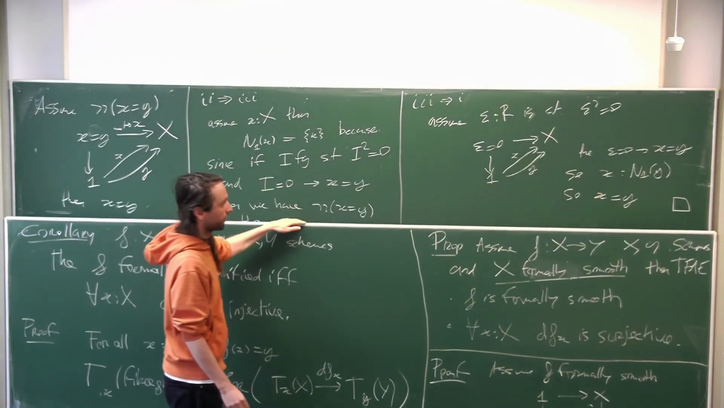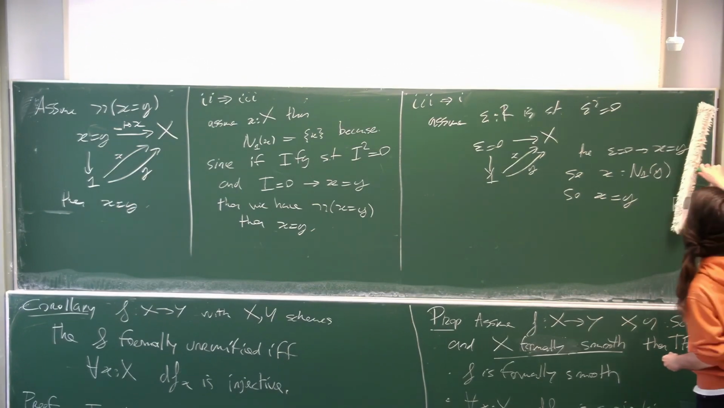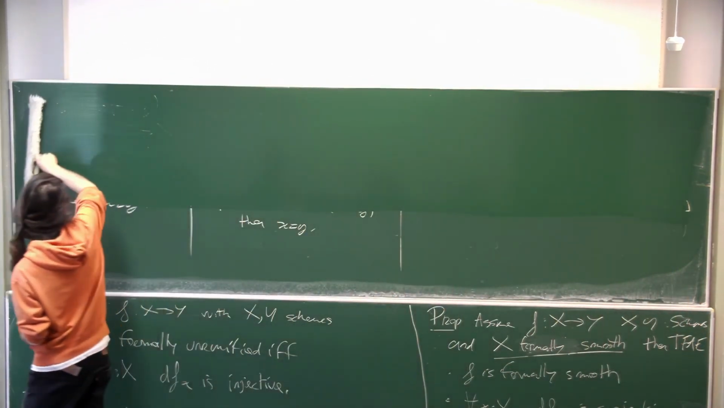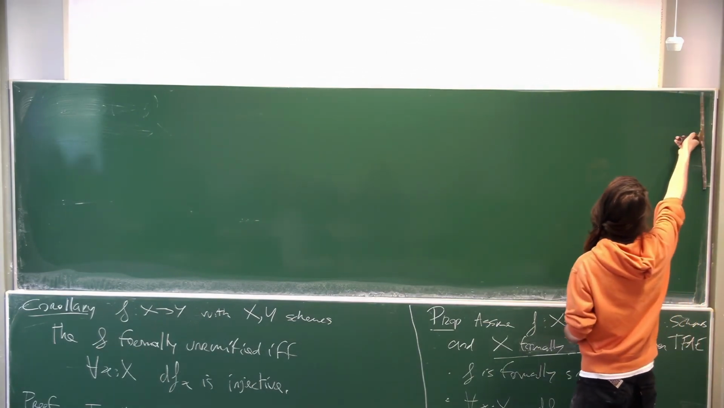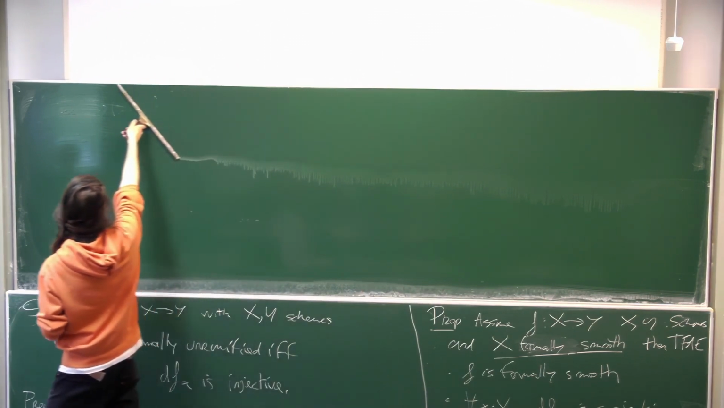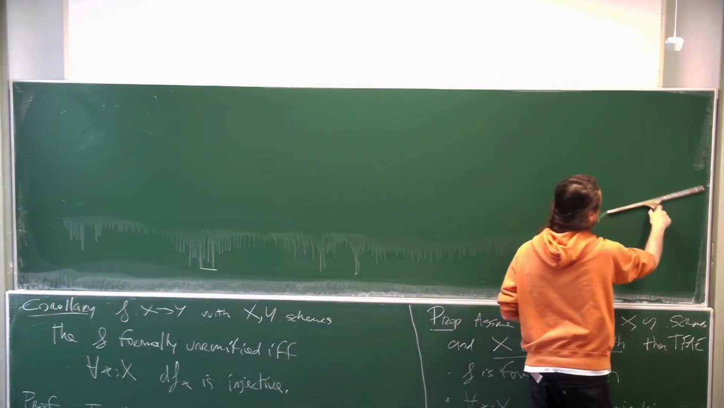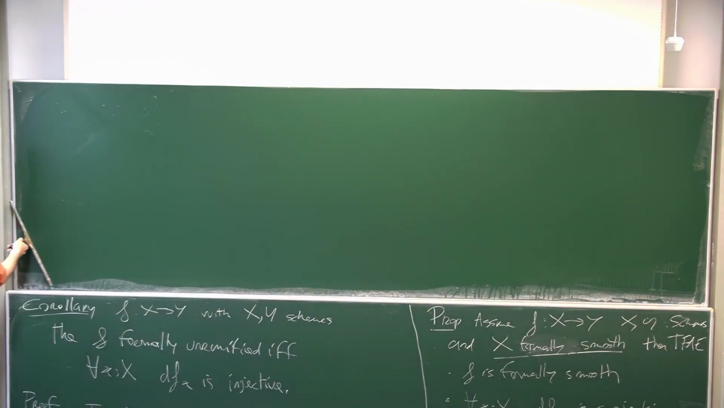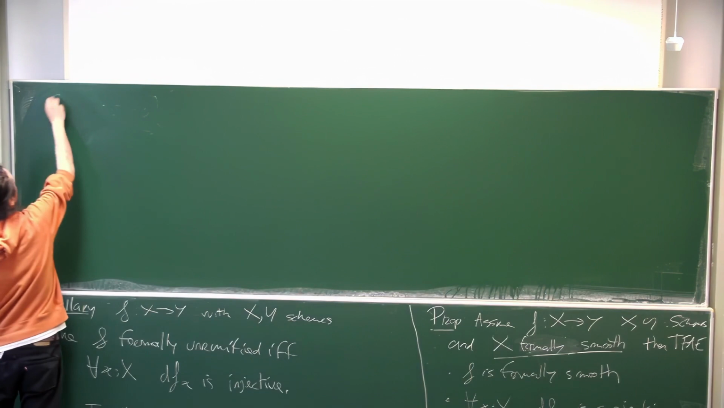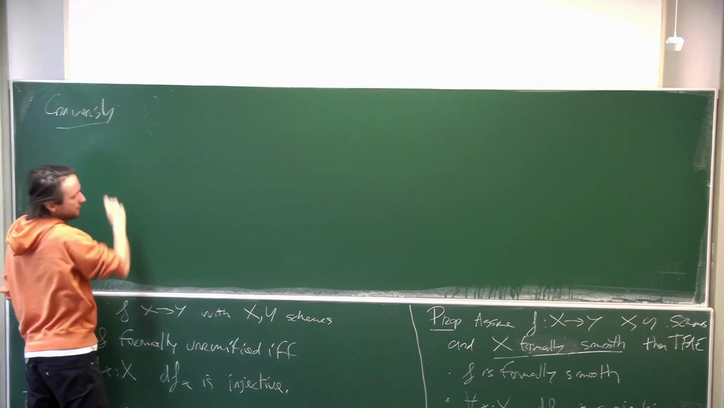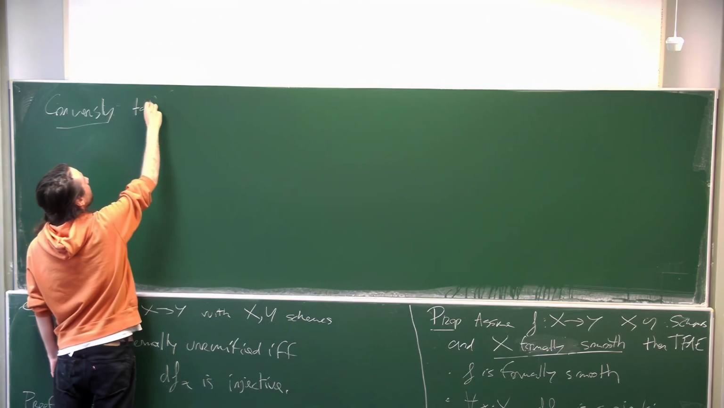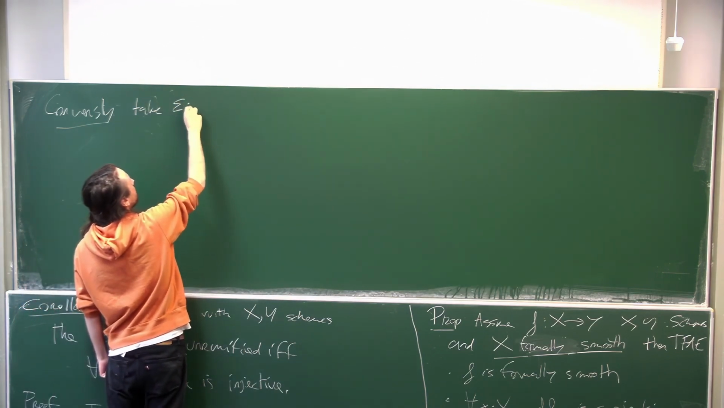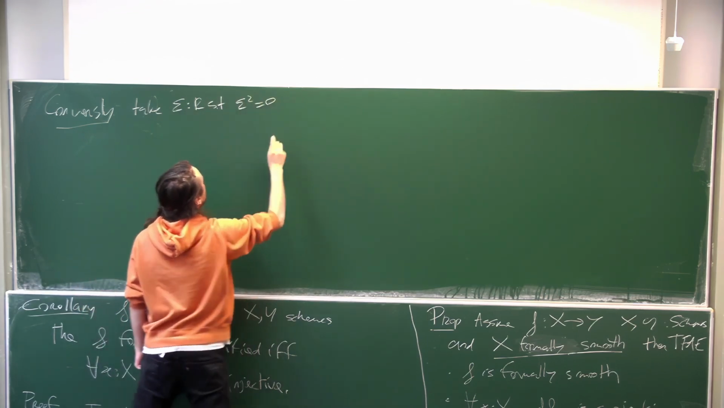And so for the converse, we assume that df of x is surjective for all points. Then we take, say, epsilon in R such that epsilon square is equal to 0.